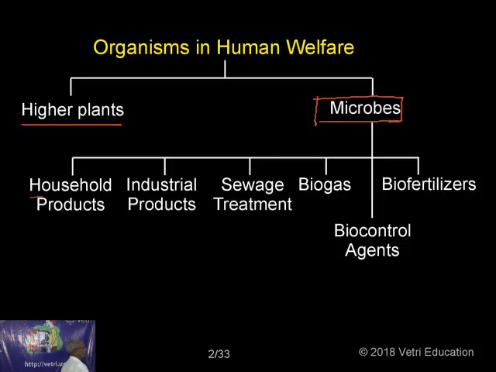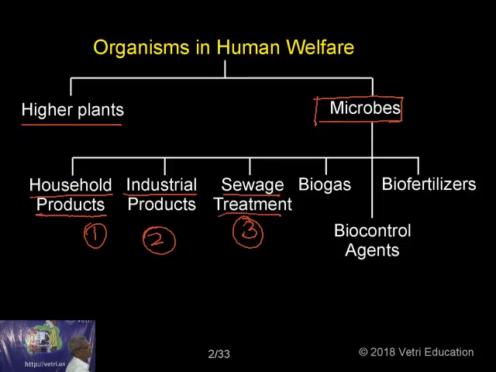Now, these microbes are used for different purposes. They are used for the preparation of household products and industrial products. Then, they play a very vital role in sewage treatment. Fourth, they help in biogas production. Then, they are used as biocontrolling agents, and also as biofertilizers. Even though microbes are used in many more areas, these are the six areas in which they find wide application.